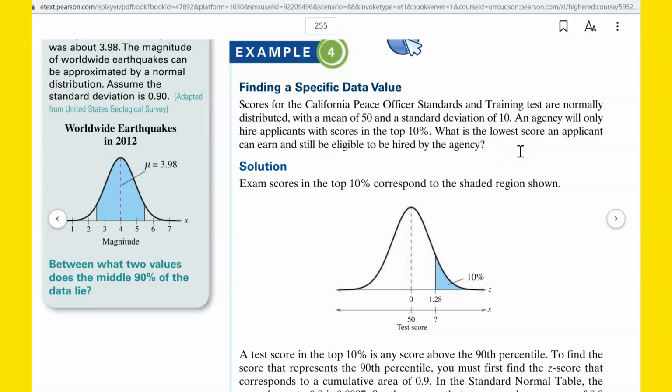In other words, what score is the 90th percentile? What score has 90% of the data lower than that score? Or you could say it like this: what score is the bottom of the top 10%? We have a mean, we have a standard deviation, and we can do either a left tail with 0.9, or 90% of the data, or a right tail with 0.1, which would be 10% of the data to the right. So left tail with 90% or right tail with 10%, either way is fine.